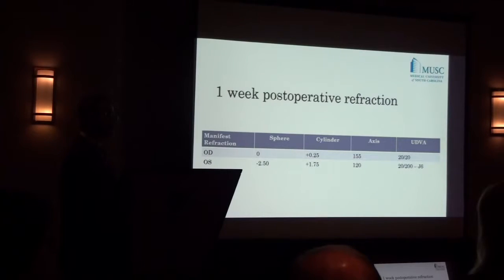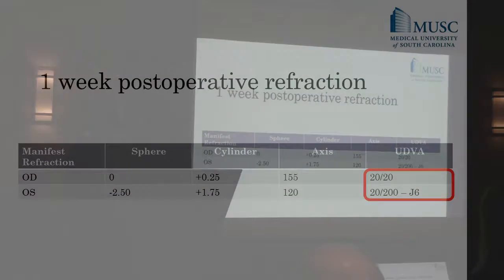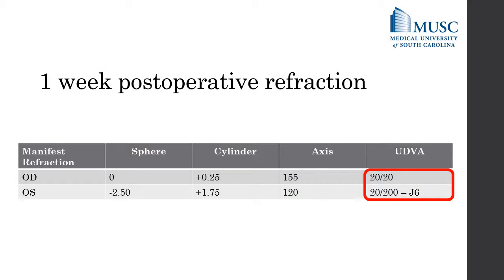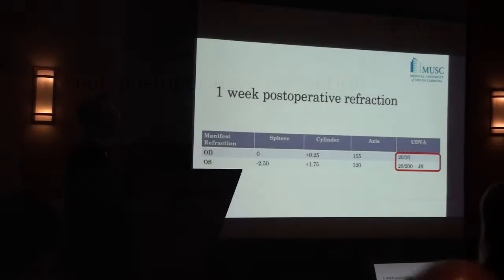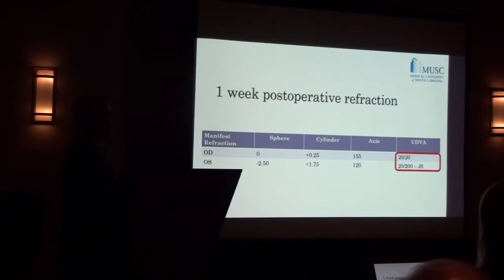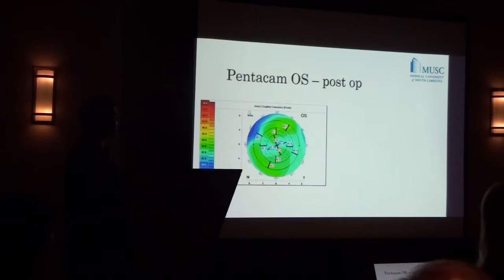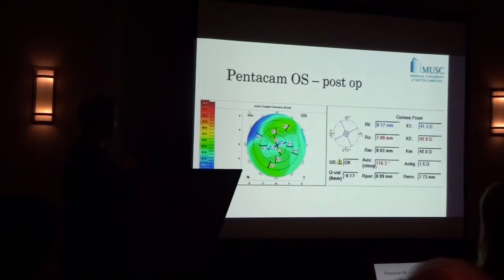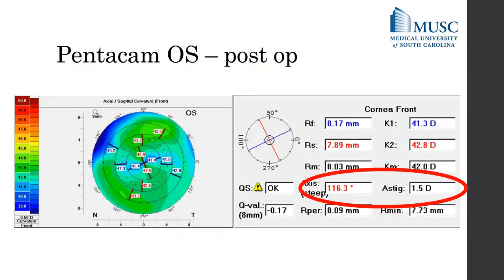At 1 week post-op, the right eye was 20/20, and on her left eye she was 20/200 and J6, and of course she wasn't very happy. So what happens now? The main focus here: we do an iTrace measurement. If you remember, beforehand she had 1.0 astigmatism, and now she's 1.5.